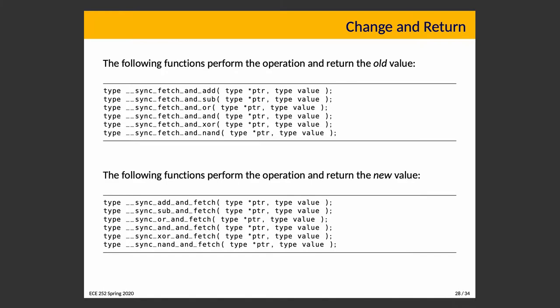So again, if you imagine them as being with short, you would use sync fetch and add with a pointer to a short, and you would add the value contained in the short of the second argument. So the pointer currently contains 8, and I want to add 15 to it. Great, put them together, and it sets the value as 23. If you used fetch and add, it returns 8. If you use add and fetch, it returns 23.